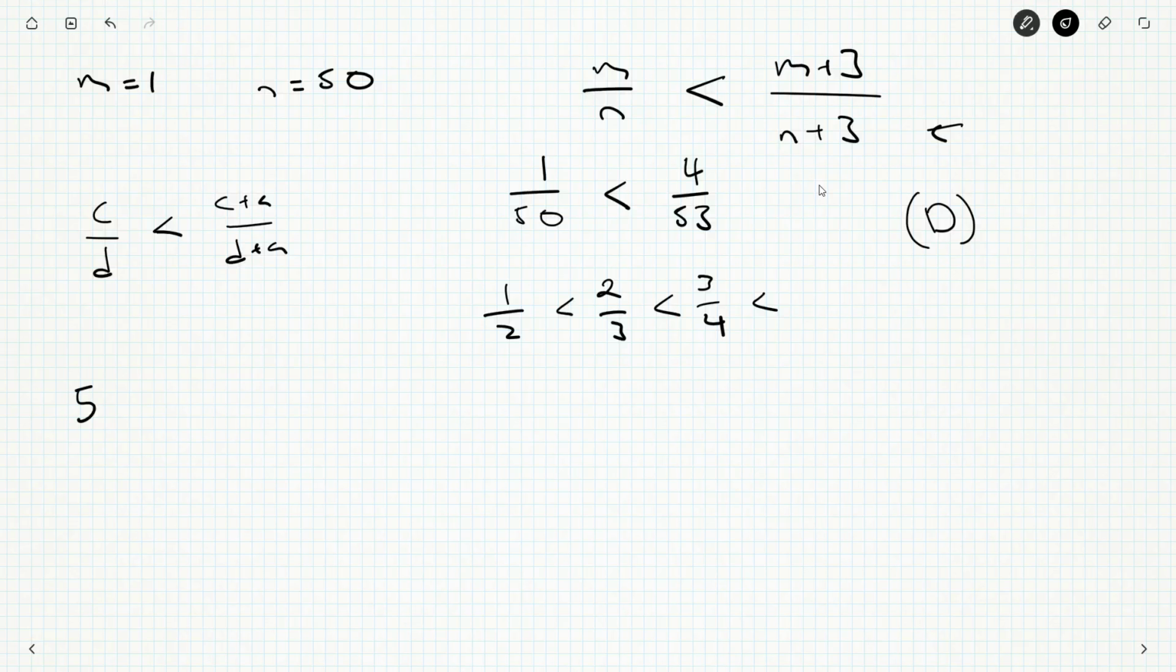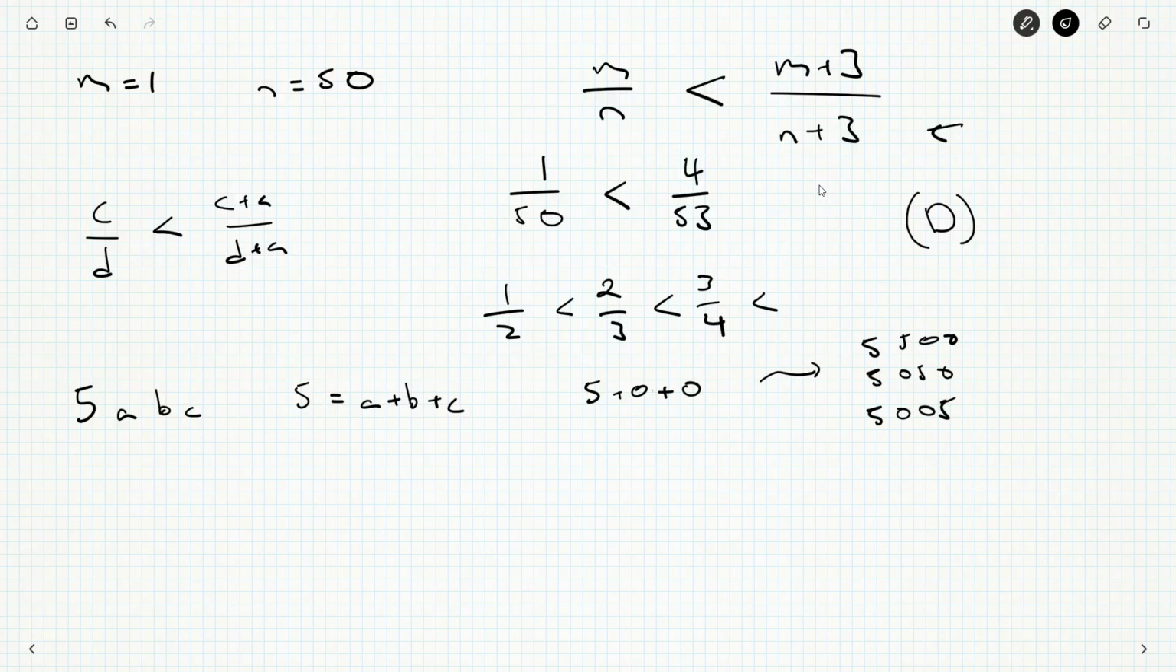So it's 5, and then maybe we follow it with an A, B, and a C. And 5 is going to be equal to A plus B plus C. So I might ask myself, well, how many ways are there to make 5 a sum of some digits? And I could have 5 plus 0 plus 0. Oops, got a plus sign in there. So that's one way. And this gives me 5,500. It gives me 5,050 and 5,005. So this gives me three different numbers.